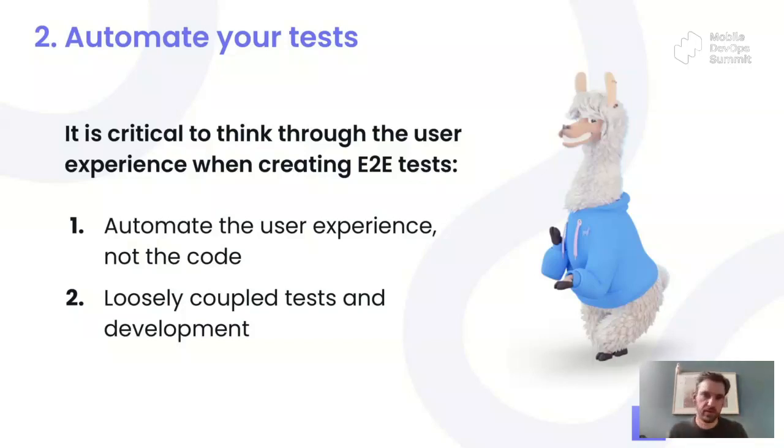But no matter what, if you are trying to consider how you're going to automate your tests, meaning how you're going to be able to programmatically encode or basically to allow automatically replaying some user flows inside your app, you should probably consider two things. You want to automate the user experience and not the code, and you want to have some loosely coupled test and development. So the first one, what does that mean?